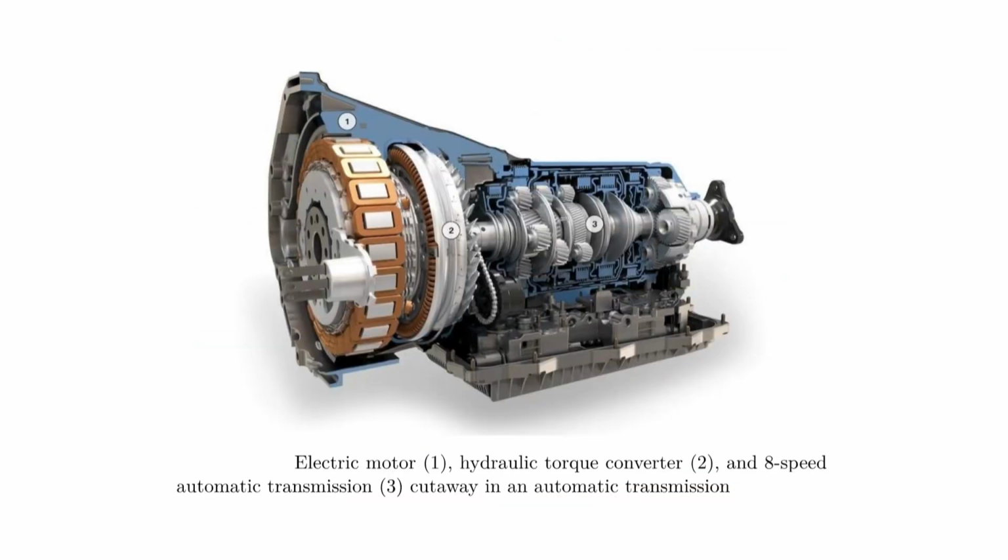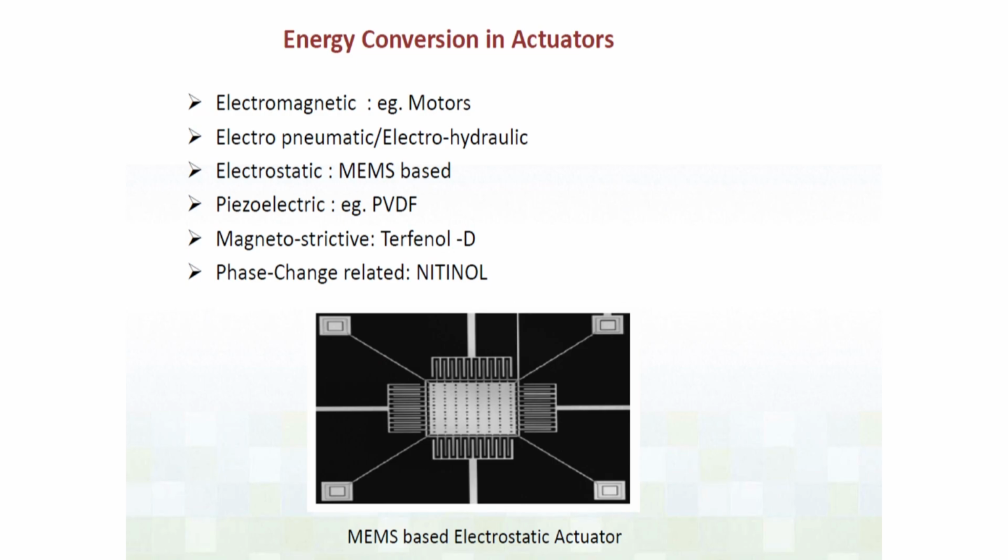And if you look at even an electric motor, you would see that there is a hydraulic torque converter, automatic transmission, and there are cutways. So, this is a system which is electromechanical in nature. Now, energy conversion in actuators takes place in generally 6 different ways.